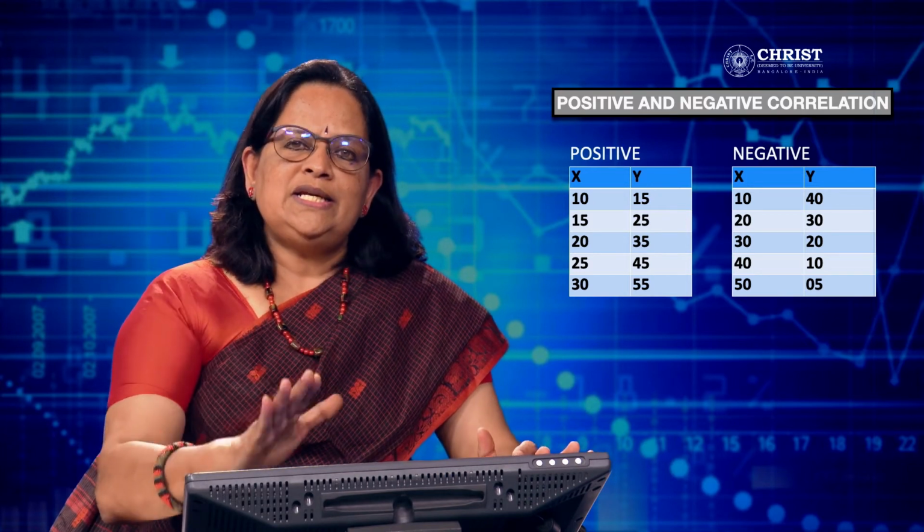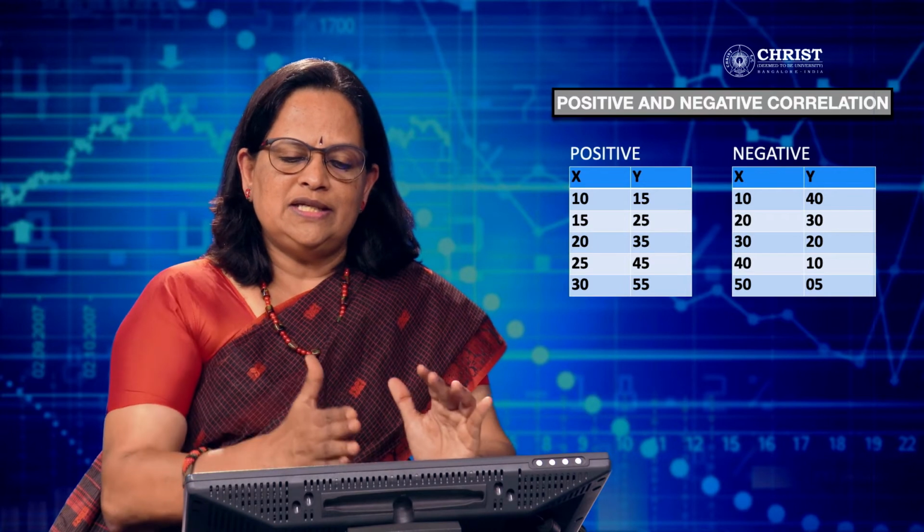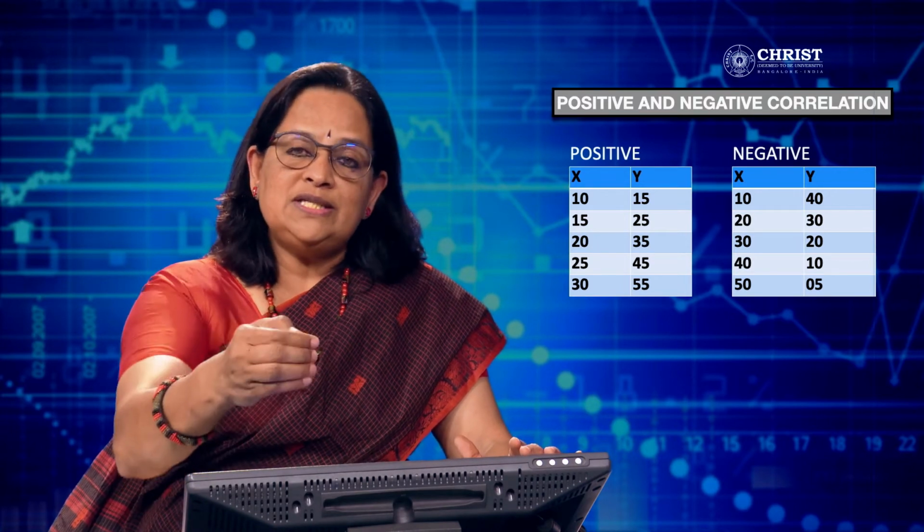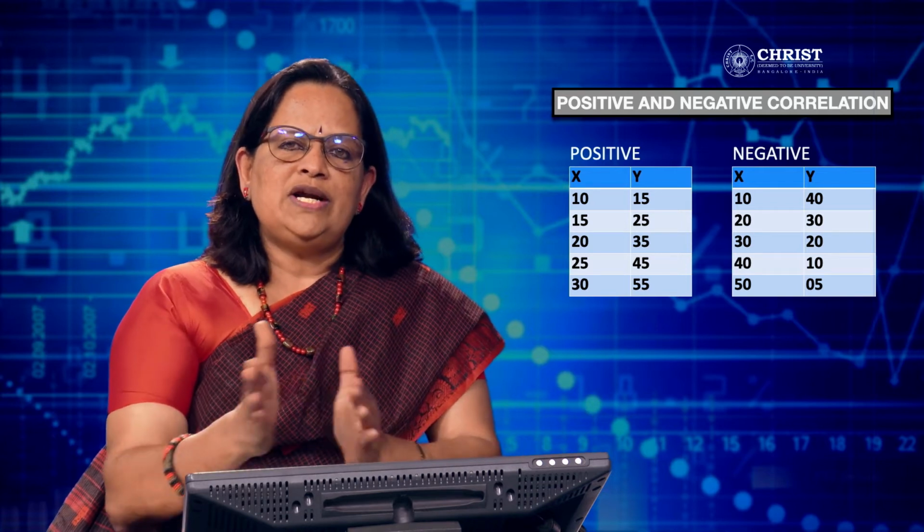Whereas the second set is negative correlation, because the X values, you can see, are 10, 20, 30, 40 and 50. It's increasing. Whereas the Y values 40, 30, 20, 10 and 5 are decreasing. So one is increasing, one is decreasing. Then it's a negative correlation. Now we are coming to the second division, that is simple, partial and multiple correlation.